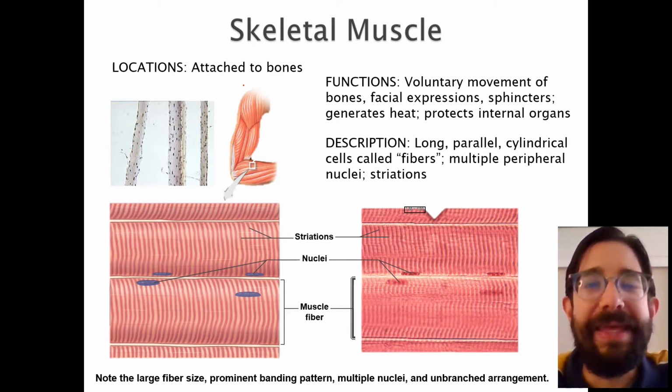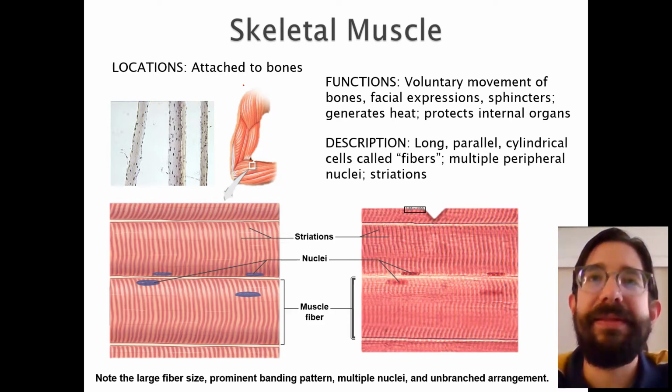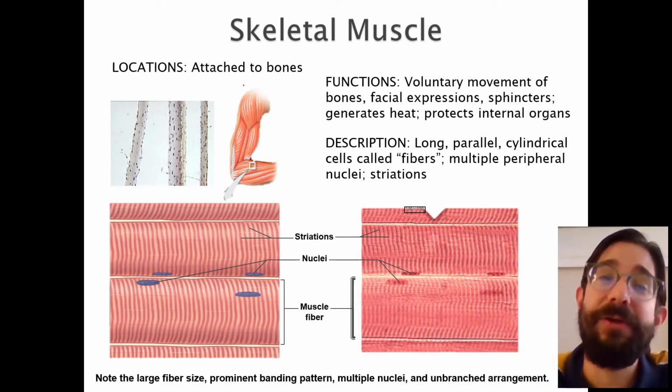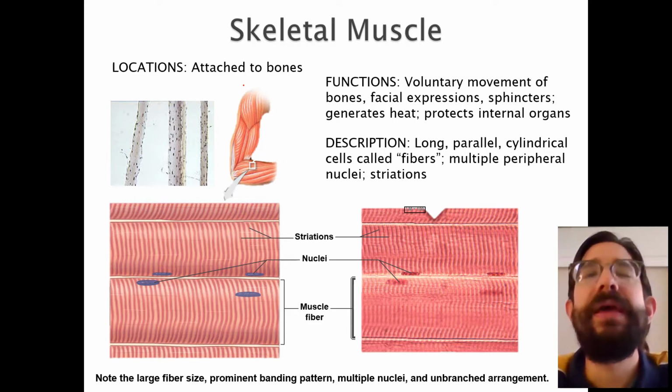Skeletal muscle generates heat when it contracts and relaxes, and it helps protect some of your internal organs, like that six pack you got going on your abs. That's good protection for your abdominal organs. That's why I have mine.